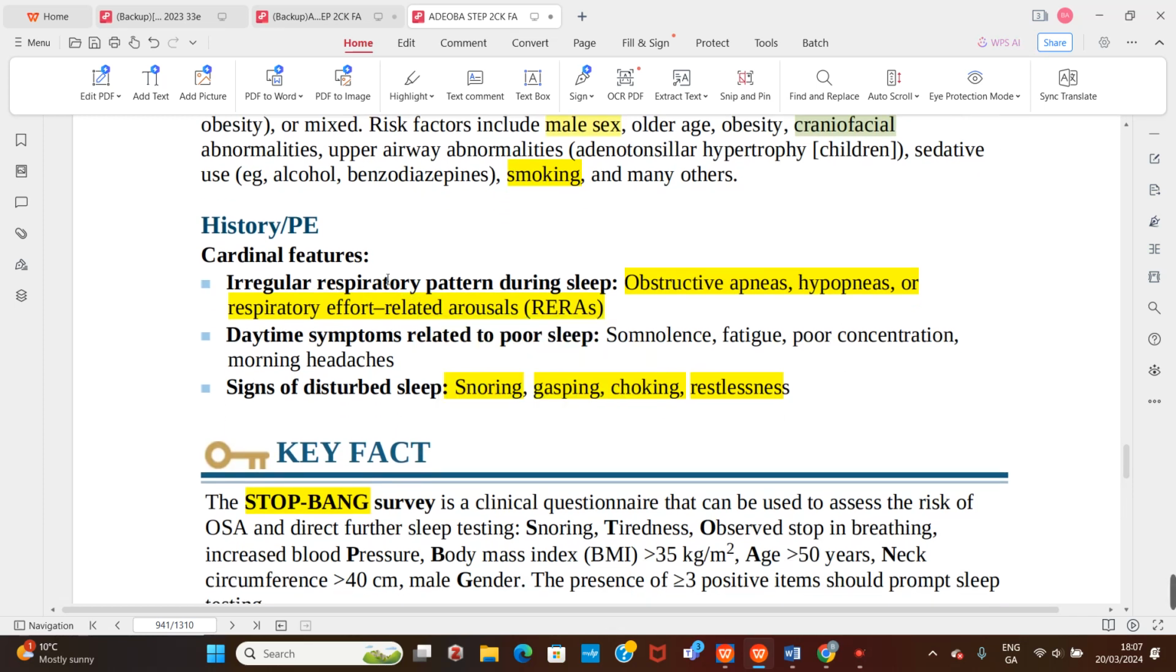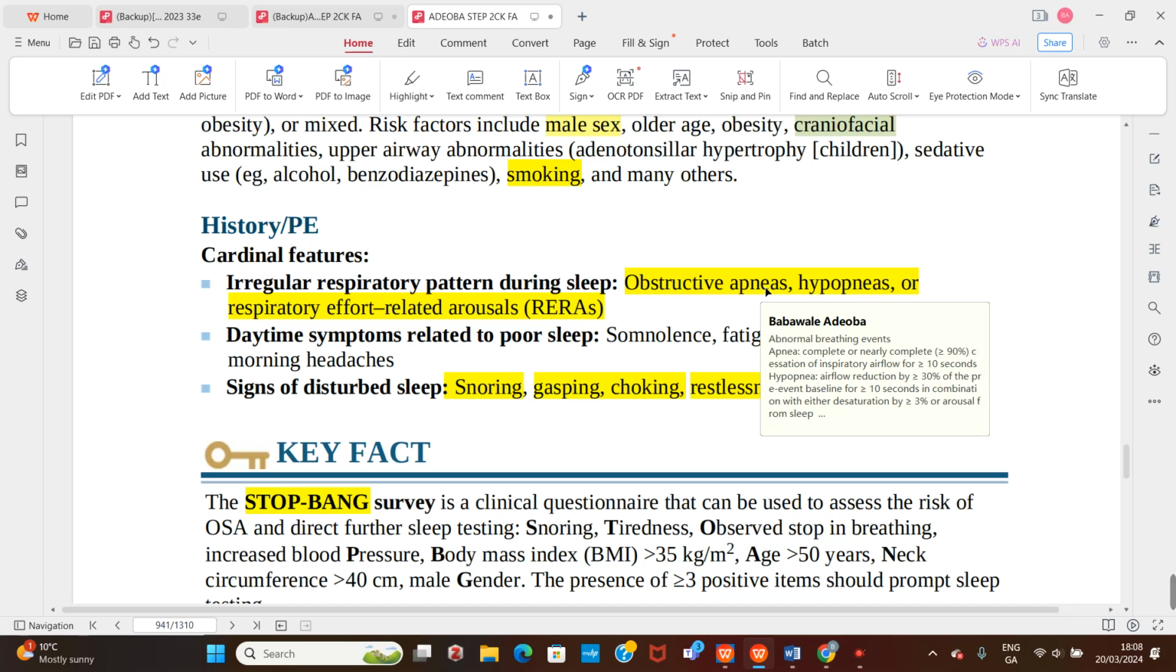So what are the cardinal features? The abnormal respiratory patterns that we observe. We observe 3 abnormal respiratory patterns during sleep for people with obstructive sleep apnea. Number 1, apnea. Number 2, hypopnea. Number 3, what we call the RERAs, the respiratory effort related arousal. So what is apnea? I have it defined here. Apnea is when you have complete or near complete, close to 90% cessation of inspiratory airflow for more than 10 seconds.